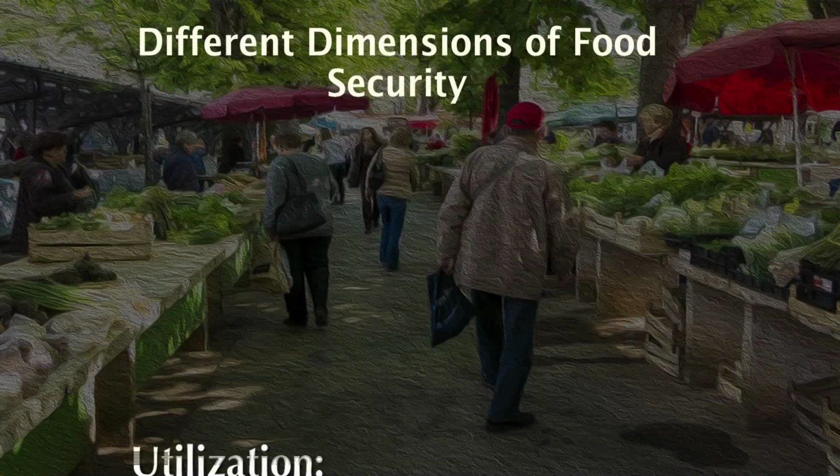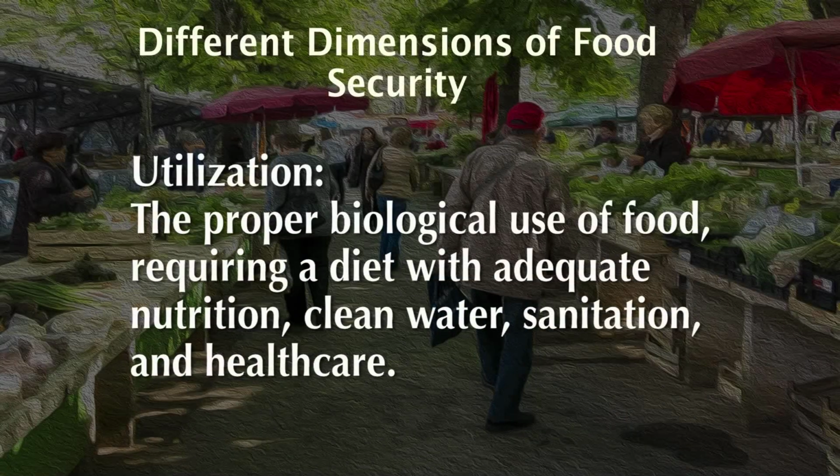Another important dimension of food security is utilization. It involves the proper use of food, requiring a diet that provides sufficient nutrients. It also includes food safety and hygiene and access to clean water and healthcare, which are necessary for proper food utilization and absorption of nutrients.